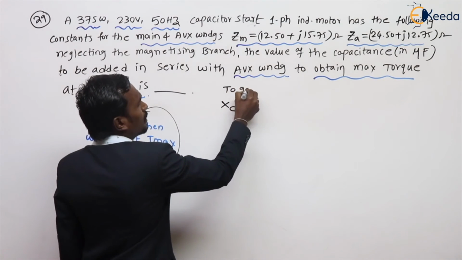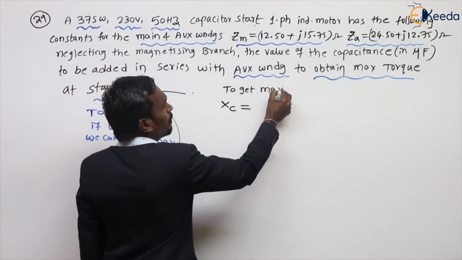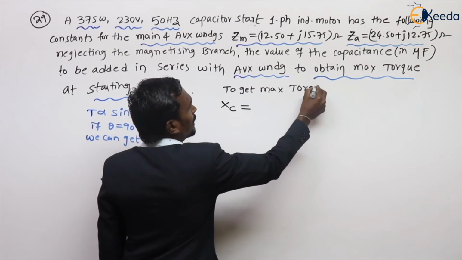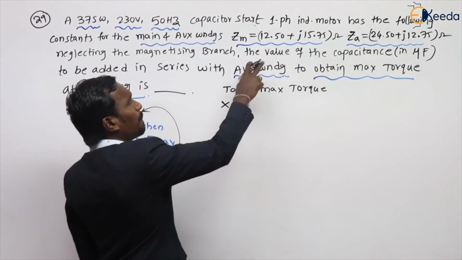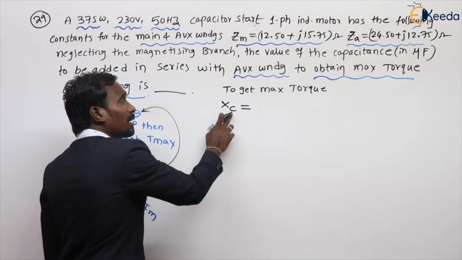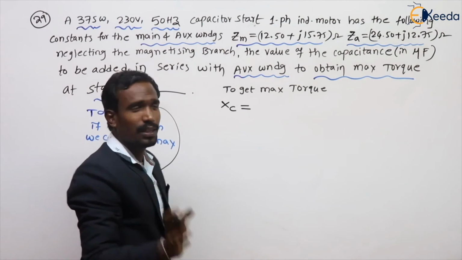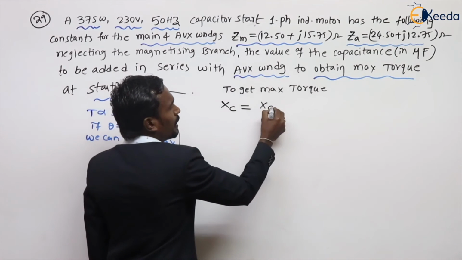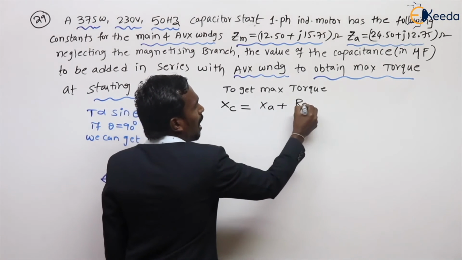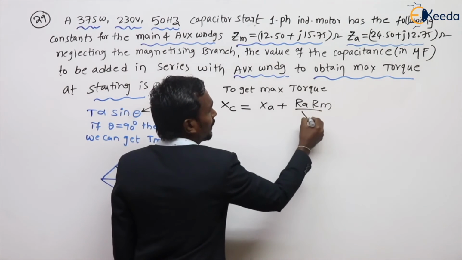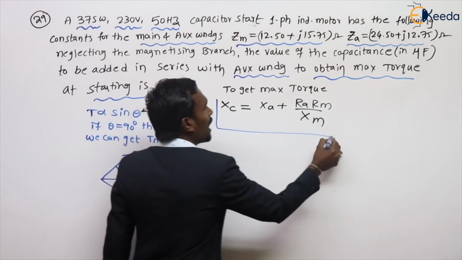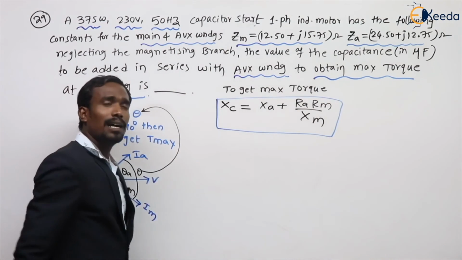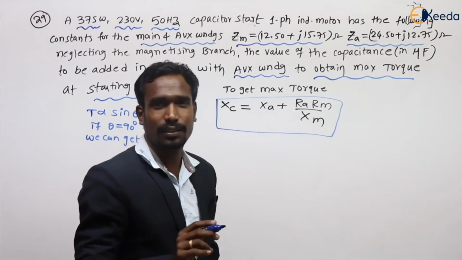To get maximum torque, XC should be added. The capacitance is added, right? That is in terms of ohms first of all. XC is equal to XA plus RA RM by XM. This is the capacitive reactance we have to add to get the maximum torque.